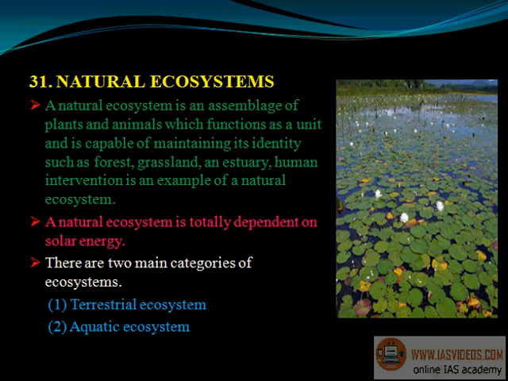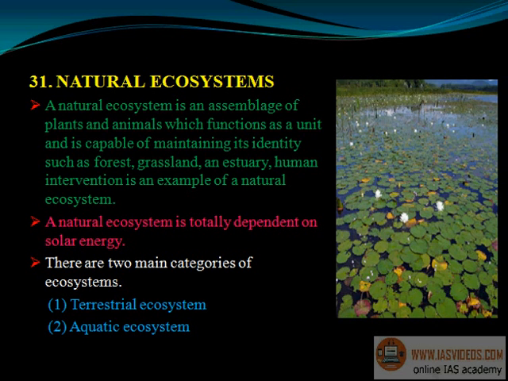31. Natural ecosystems. A natural ecosystem is an assemblage of plants and animals which functions as a unit and is capable of maintaining its identity, such as forest, grassland, and estuary. Human intervention is not an example of a natural ecosystem. A natural ecosystem is totally dependent on solar energy.